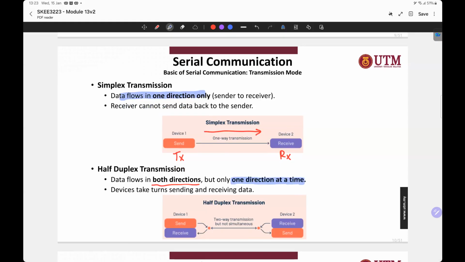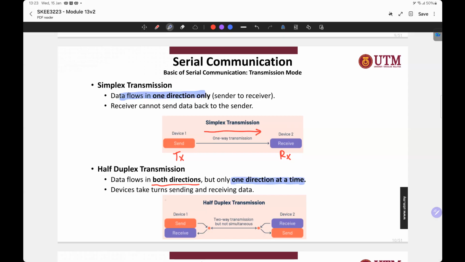It means that when device 1 sends data to device 2, at that moment device 2 cannot send data back to device 1. Device 2 needs to wait until device 1 finishes sending the data. Then after that, it can send data to device 1. So the devices take turns sending and receiving data.